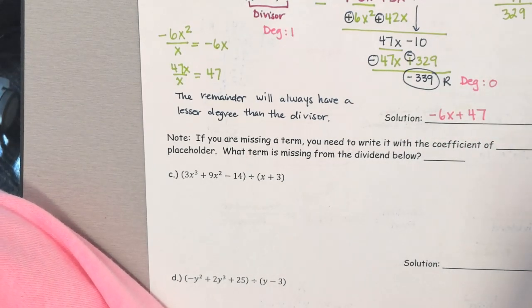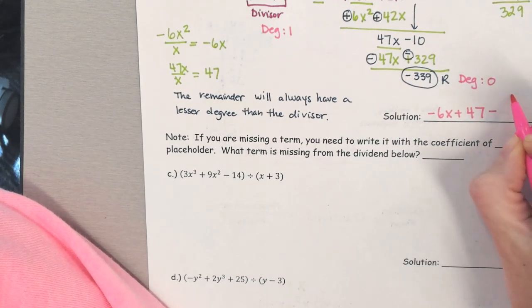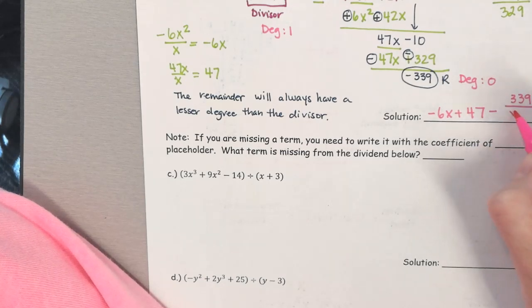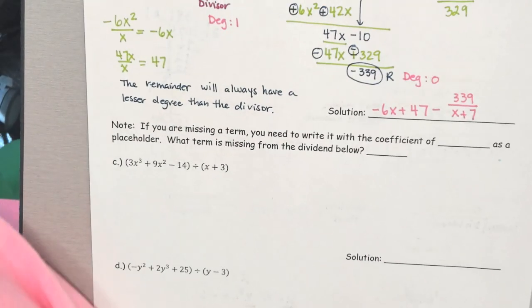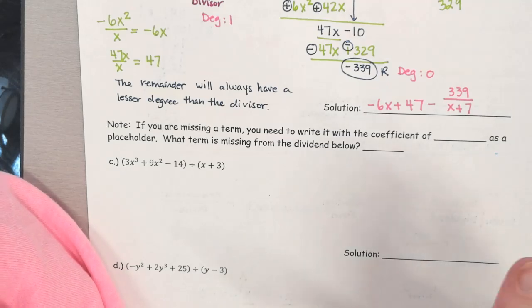And then normally we do plus, but see how your remainder is a negative? So we're going to do minus 339 over your divisor. So your divisor is x plus 7. Now, if you put a plus here and a minus there, that's fine. You could do plus and negative.